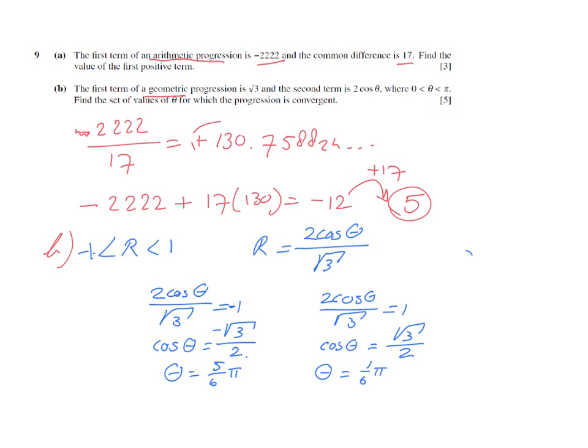Find the set of values for which it's convergent. So what do you have to do with that? Theta has to be bigger than pi over 6, but smaller than 5 pi over 6. Okay, so those are those two angles. Excellent, that's your final answer. Very nice question, I have to say. Let's move on. Question 10. We're almost there, guys. I see you there.